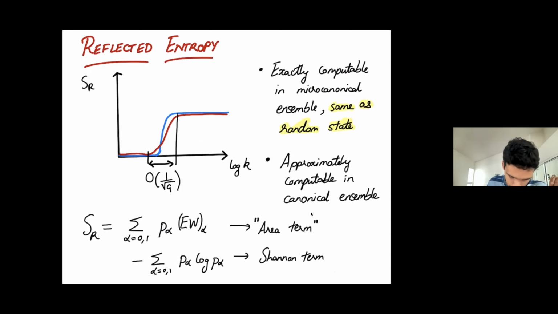The answer that we end up getting has this interpretation of 2 different sectors, as I said before. There's an area term which either takes 0 in the disconnected phase or 2 log k1 in the connected phase, and we have the probabilistic mixture over those. And there's a Shannon term which comes from the mixing of these 2.